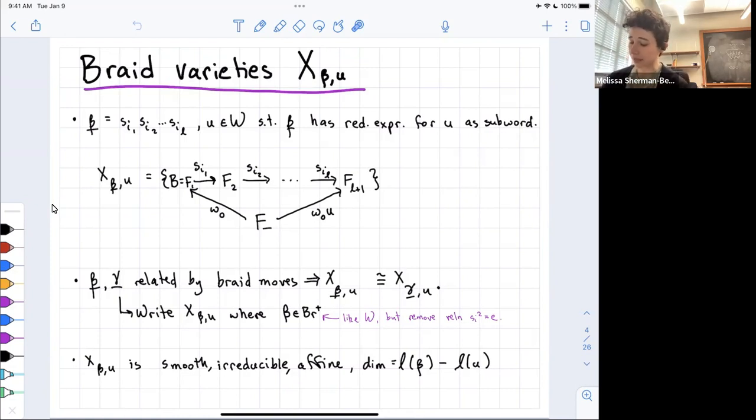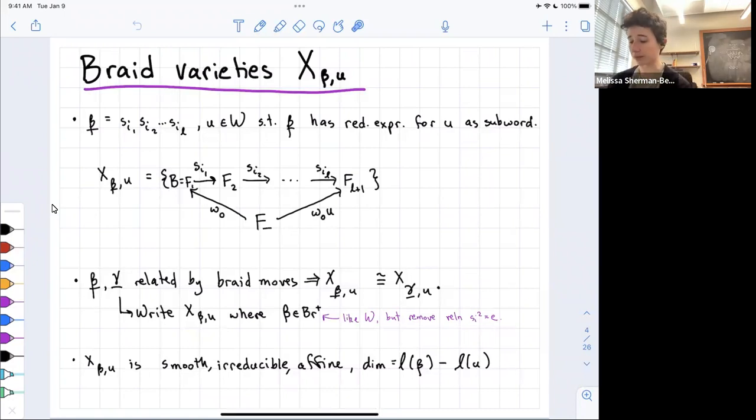So what that means is that instead of keeping track of the word beta underline when I'm thinking about this variety, I can just think about an equivalence class of words all related by braid moves, and all of those words will encode the same geometric object. That equivalence class of words under braid moves is called a positive braid, an element of the positive braid monoid. So that's what I'll be using to index my braid varieties from now on. So I'll write X beta U, where beta is some element of the positive braid monoid.